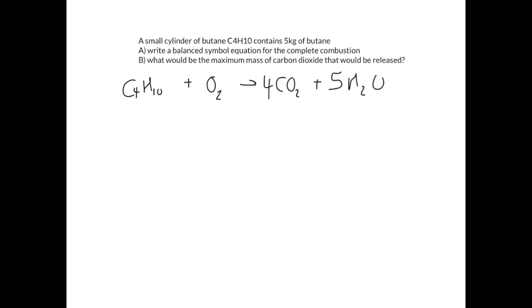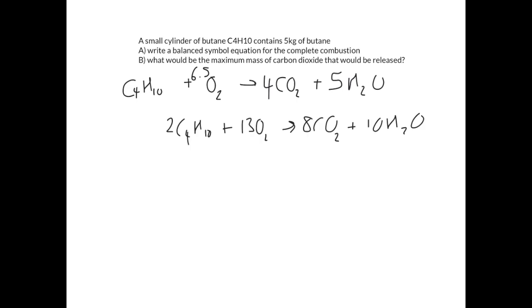So we've got 4 times 2, which is 8, plus 5, which is 13, so we need 13 divided by 2, which is 6.5 oxygens over here. You might want to make it all integers, so that's whole numbers, so you could double it, so it would become 2C4H10 + 13O2 forms 8CO2 + 10H2O.